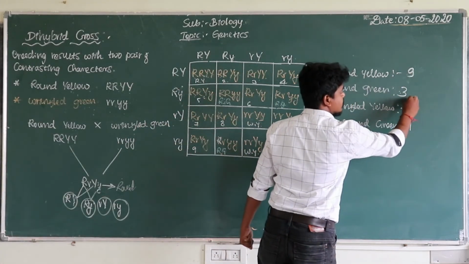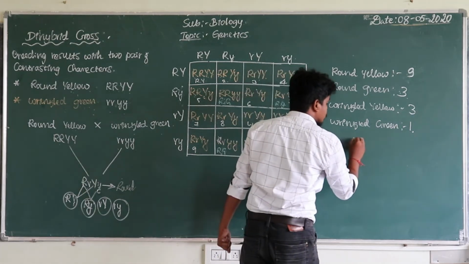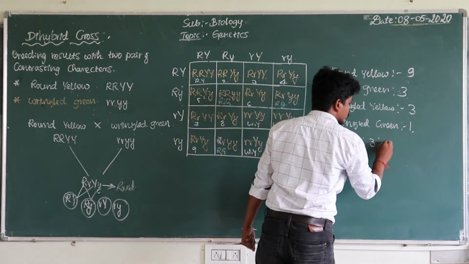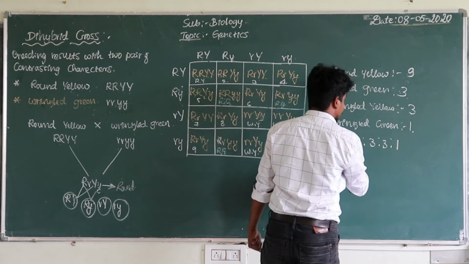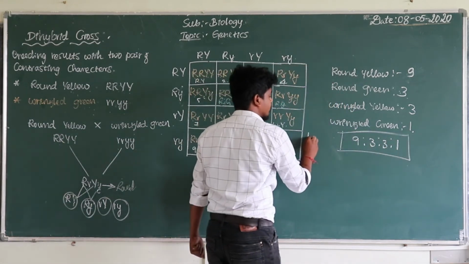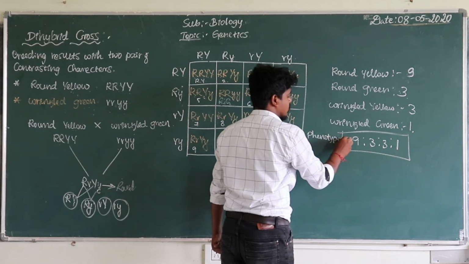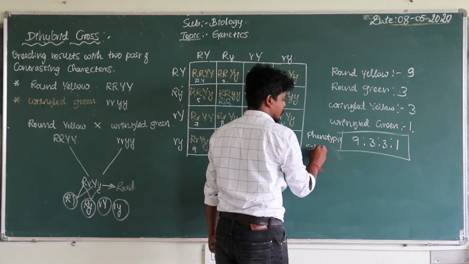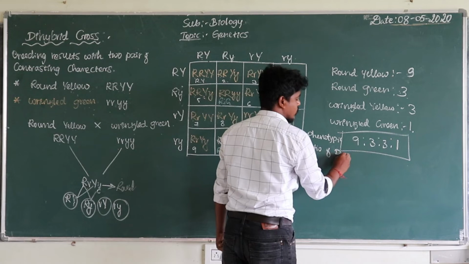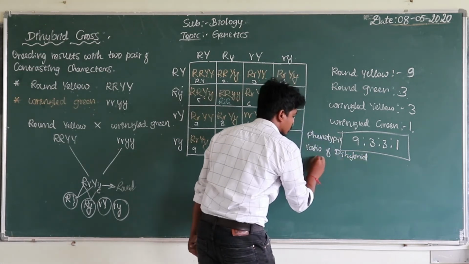That is 9:3:3:1. It's a dihybrid cross. Have you understood? 9:3:3:1. This is a dihybrid cross. It is the phenotypic ratio of a dihybrid cross.